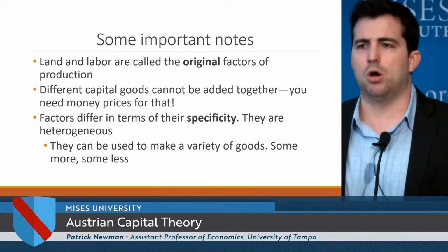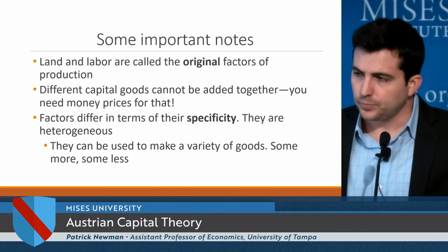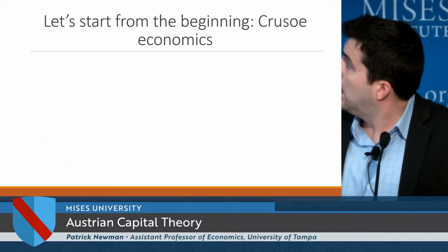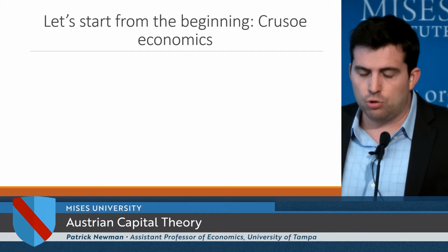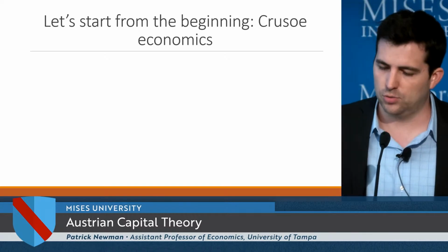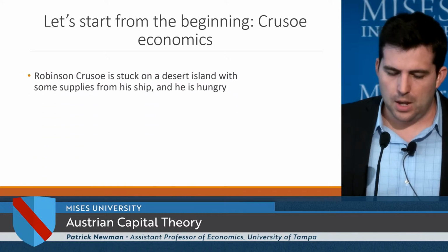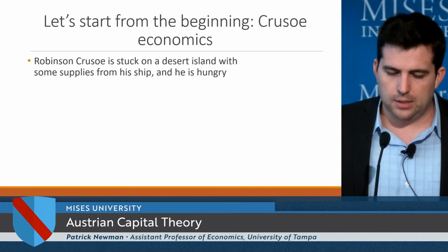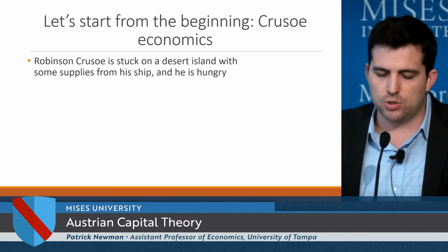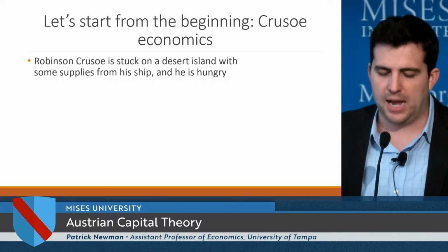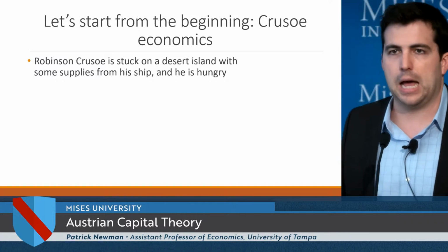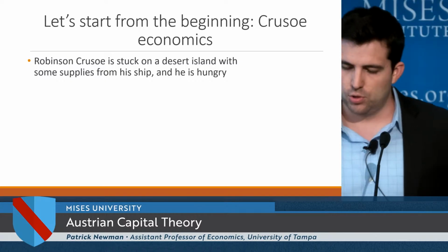I want to obviously go through it in more depth here. So I want to start from the beginning, all right? I want to go through Crusoe economics, based off the famous novel by Daniel Defoe. So let's focus on Crusoe. And for those of you who don't know Crusoe, you should. Robinson Crusoe is stuck on a desert island with some supplies from a ship, and he's hungry, right? So we're now going to analyze the implications of this and what Crusoe can do.